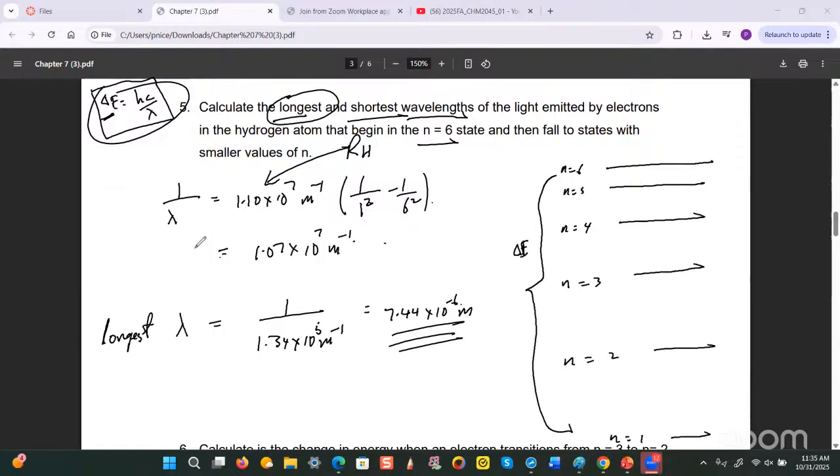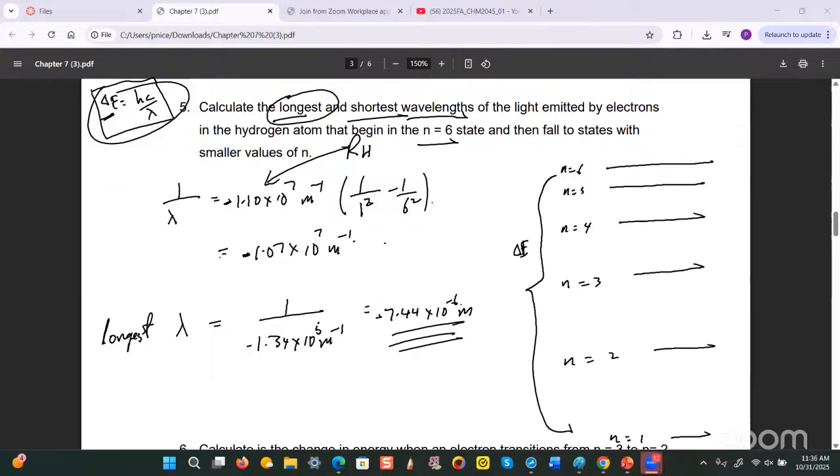Here's where I screwed up again. I forgot to put a negative sign here. Remember, the negative sign should be there, which means that the negative sign should be here. And that's true for the first one as well. This should be negative. However, and this is very important, whenever you're using this equation and you get a negative wavelength, you need to understand that there's no such thing as a negative wavelength. What the negative sign indicates is that radiation is emitted.